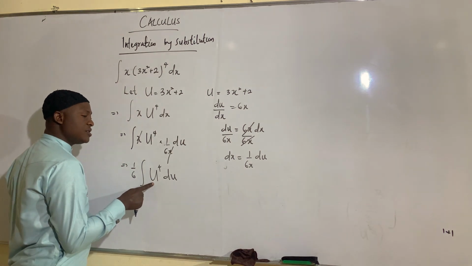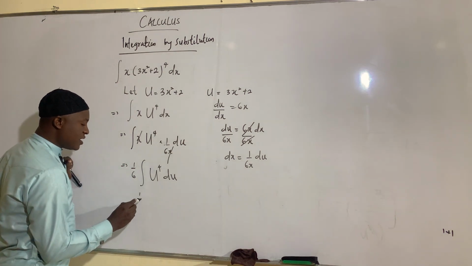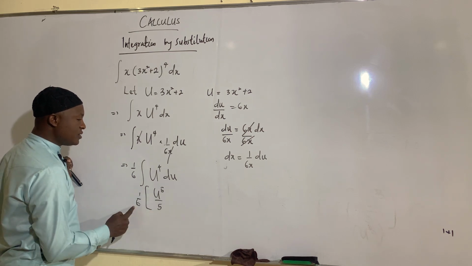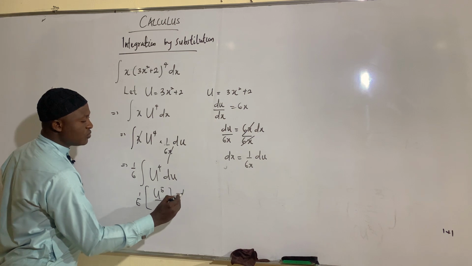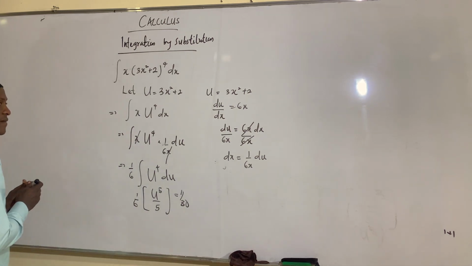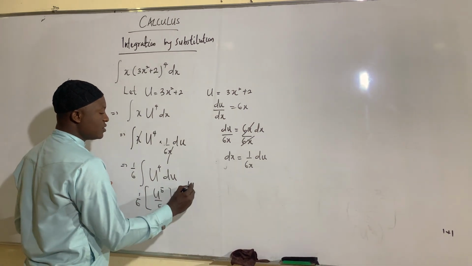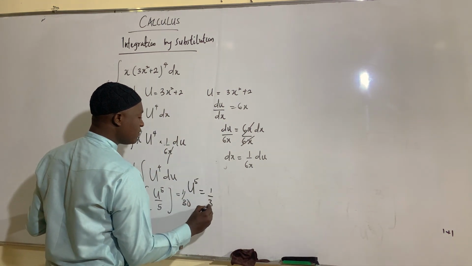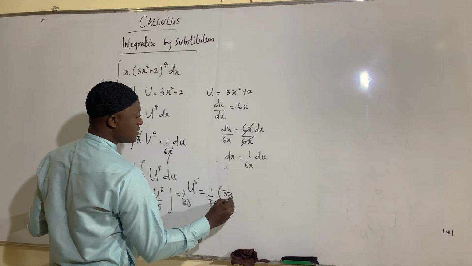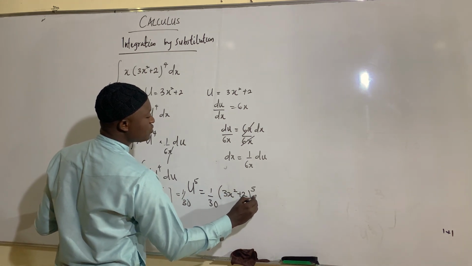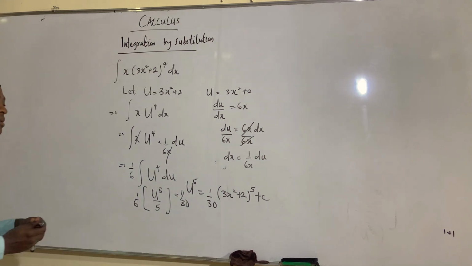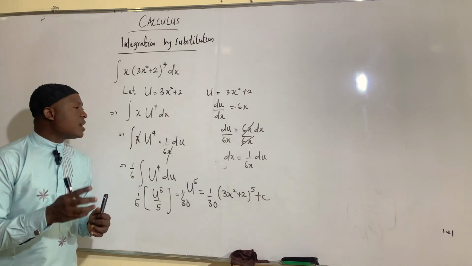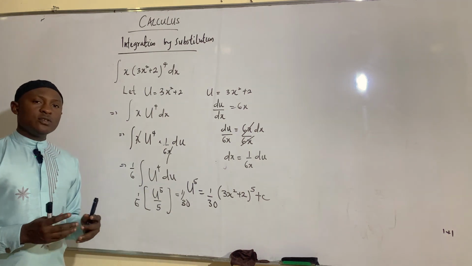So now the next step is to integrate this one. If I integrate that, we have u raised to the power of 5 over 5. So now this times this, of course, we are going to have 1 over 30 u raised to the power of 5. But our u is something. Our u is 3x squared plus 2. So here we are going to have 1 over 30 times 3x squared plus 2 raised to the power of 5, then plus c. Can you see that? So that's another way of how we can make use of u substitutions.